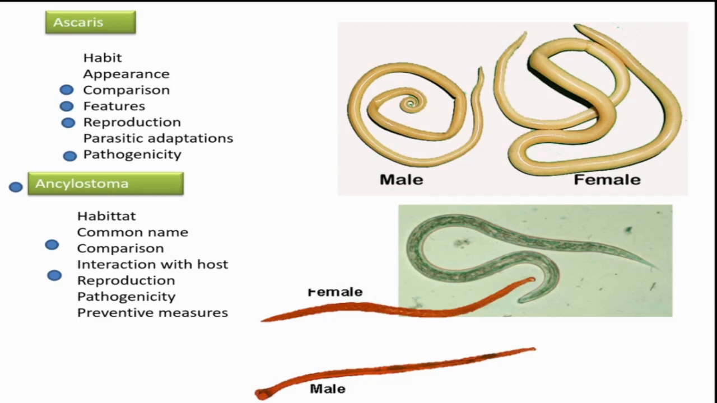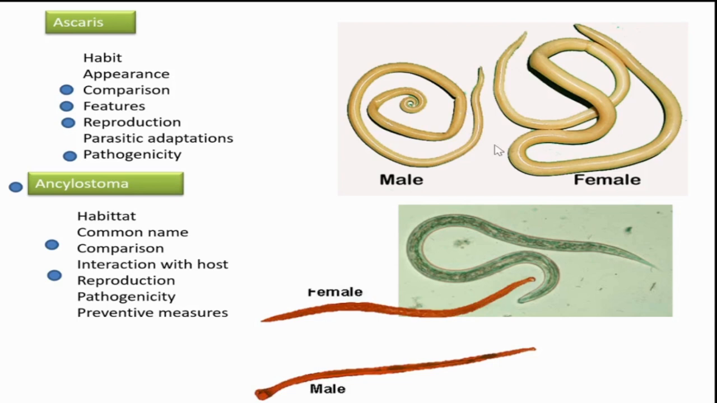Ascaris. Regarding the habitat, first of all, it is found in the intestine of man, dogs, cats, pigs, and hogs, and is cosmopolitan in distribution. Its life cycle finishes within a single host, and it is called the common roundworm in man. The scientific name is Ascaris lumbricoides.